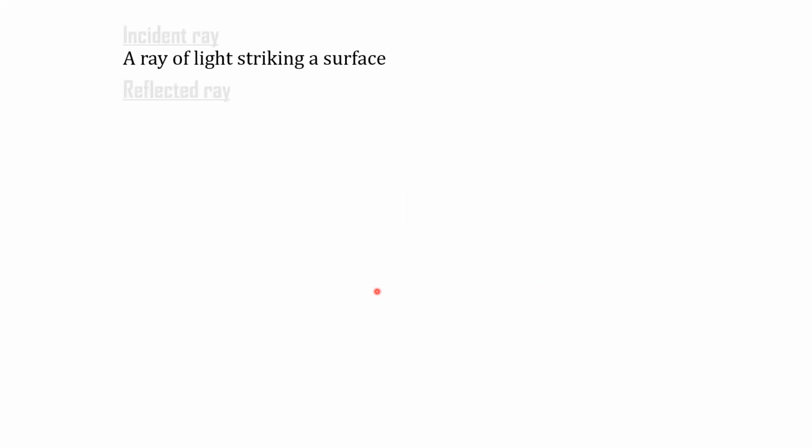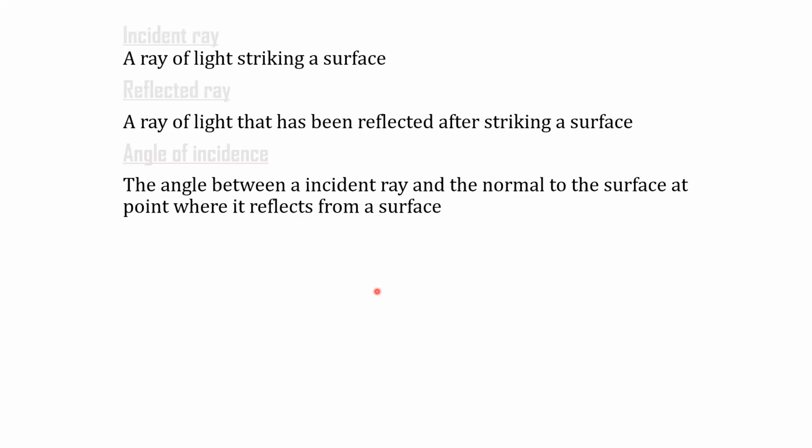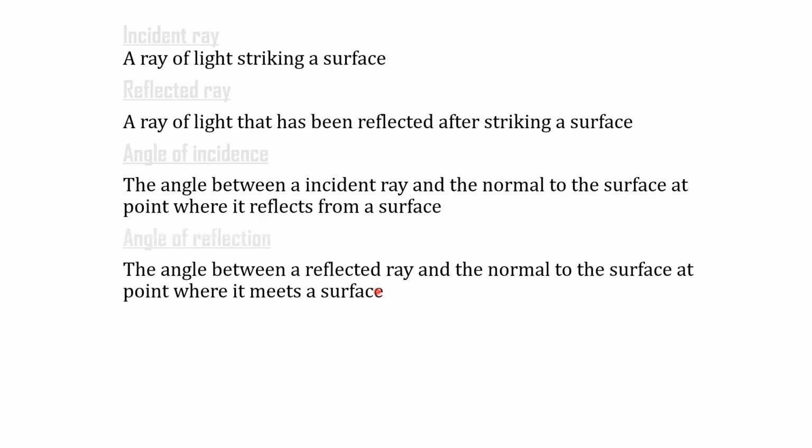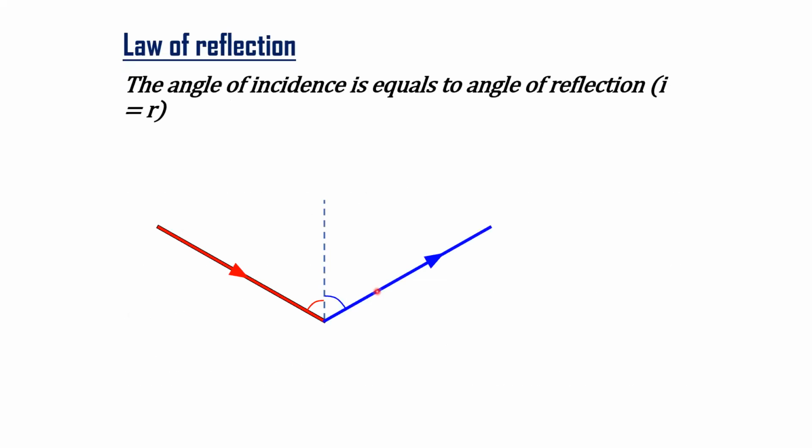So these are some definitions. The light which strikes the surface is incident. The light which bounces back is called reflected. The angle between the incident and the normal is the angle of incidence. The angle between the reflected and the normal is the angle of reflection. And the normal is always at a right angle, or perpendicular, to the surface.